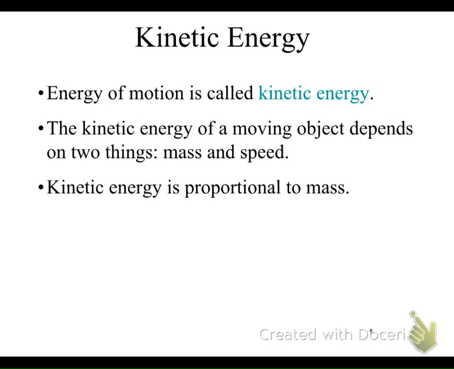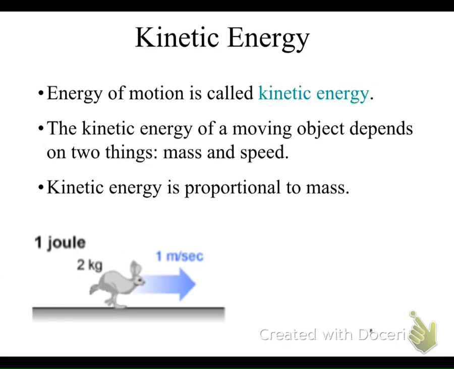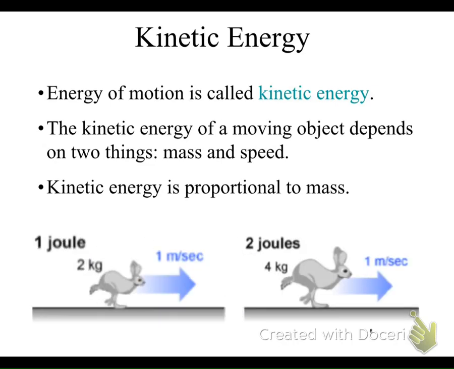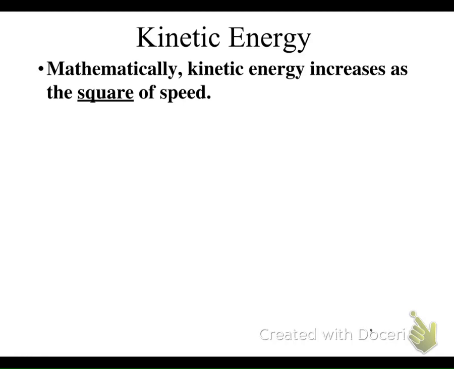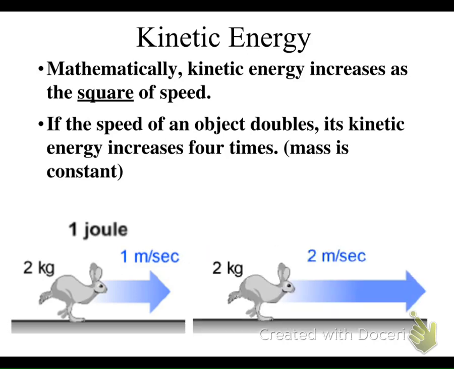So, kinetic energy is dependent on mass and speed. It's proportional to mass. If you take a little bunny running at 1 meter per second and you double its mass, it's going to have twice as much kinetic energy. Double the mass, double the kinetic energy. However, if you take the same bunny and you scare it, oh, poor bunny, and instead of running at 1 meter per second, it's running at 2 meters per second, it's got 4 times as much kinetic energy. Questions?